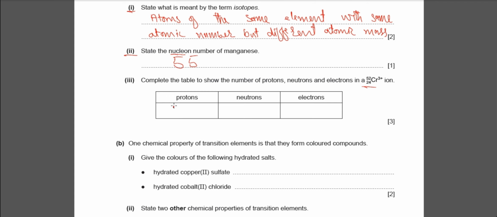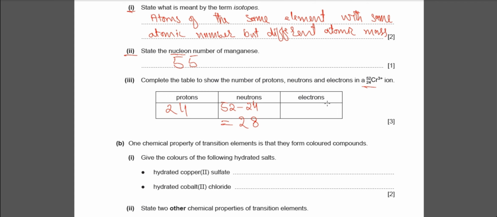So how many protons? Atomic number is always equal to protons, which is 24. So I'm going to write 24. Then neutrons: to find neutrons always subtract the protons, or atomic number, from the nucleon number, which is 52 in this case, and 24 is the atomic number. Let me confirm so that we may not make a mistake: 52 minus 24, the answer we get is 28.